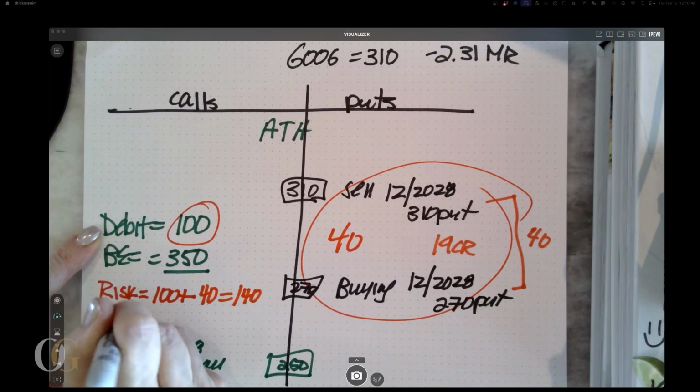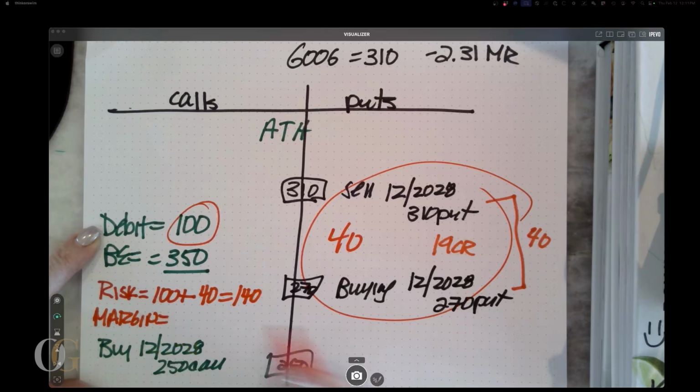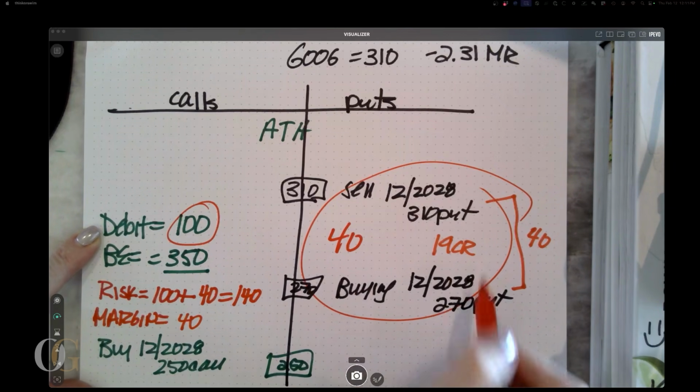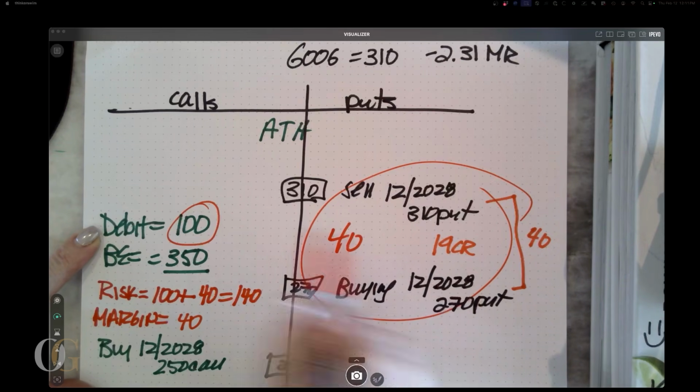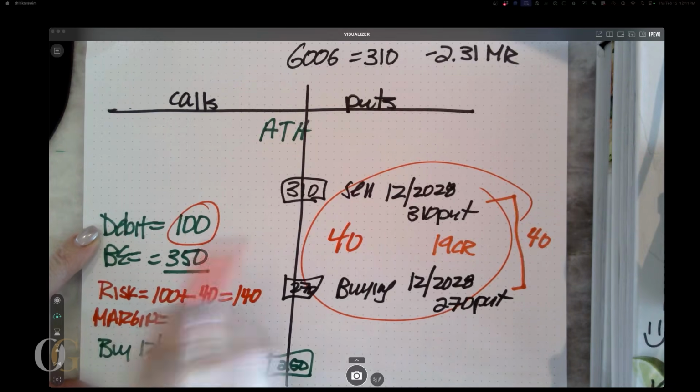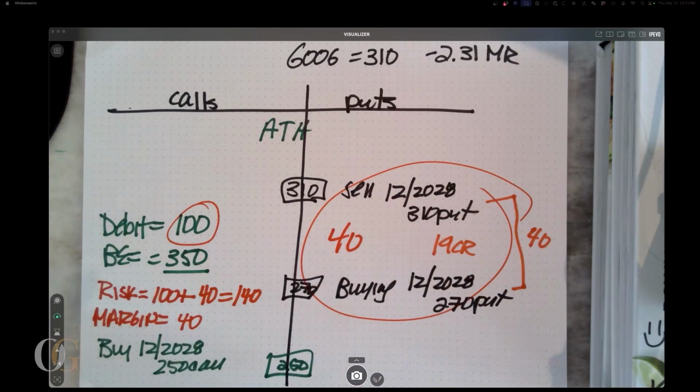What is my margin? It's my spread right here. Why isn't it, your question would be, why isn't it only $21? Well, because I took that credit to reduce the cost on my call. So you have to factor that in and understand that margin requirement is still $40.